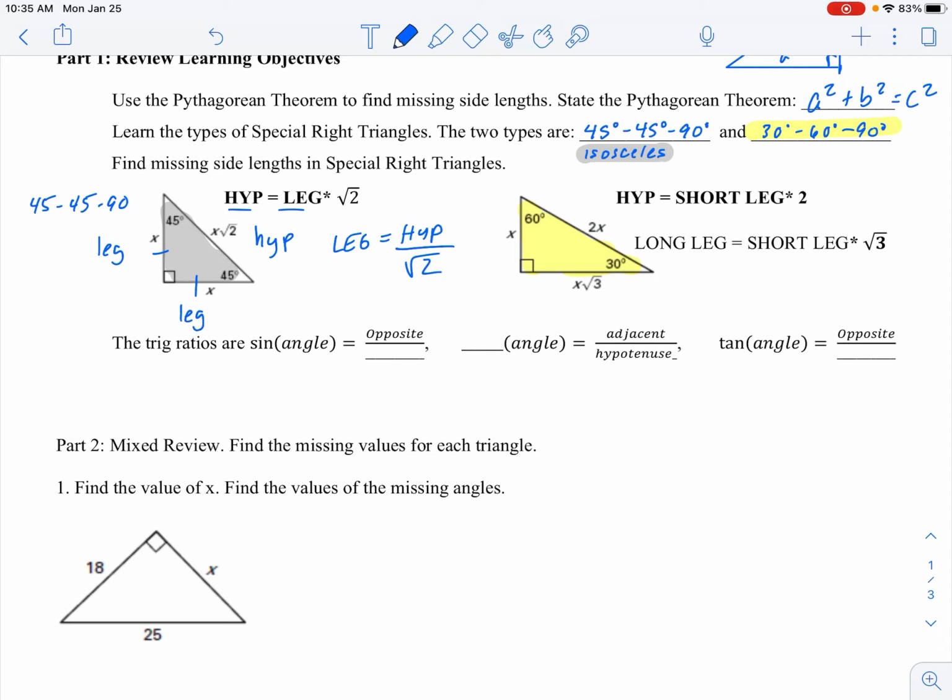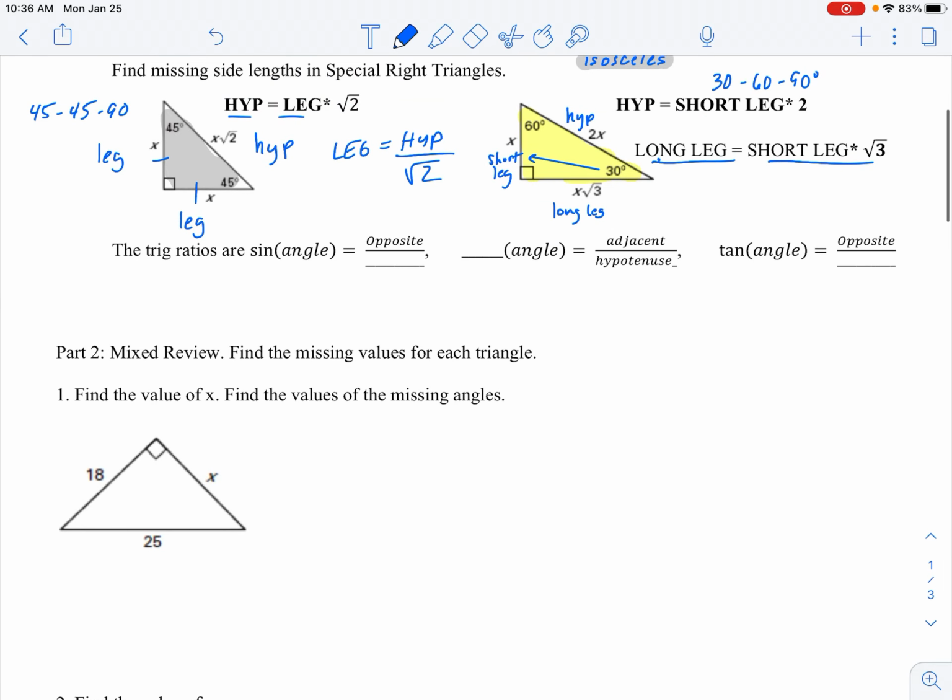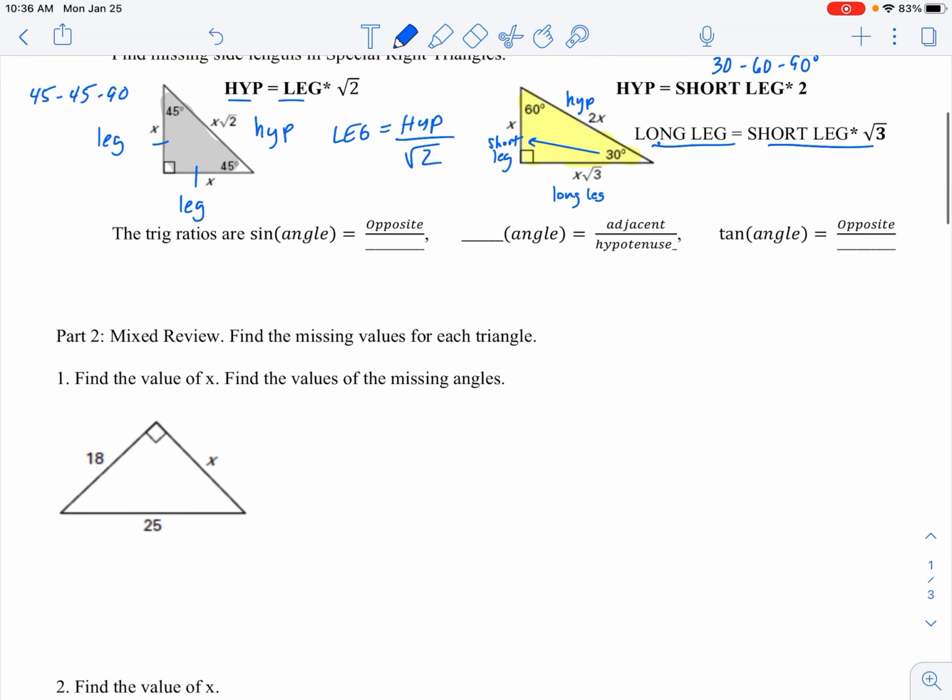For a 30, 60, 90, which is this yellow triangle here, the hypotenuse, which is the longest side, is equal to the short leg times 2, and the long leg, notice the short leg is across from the shortest or the smallest angle, and the long leg is across from the 60-degree angle. The long leg equals the short leg times the square root of 3. So we can use that to find missing lengths in different kinds of right triangles.